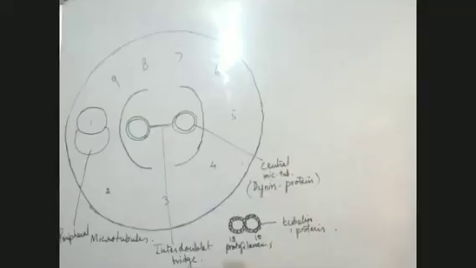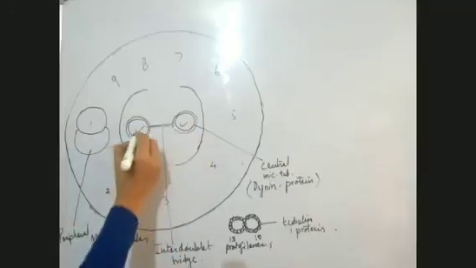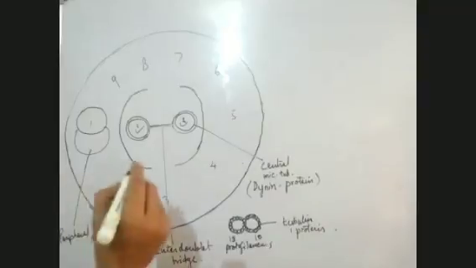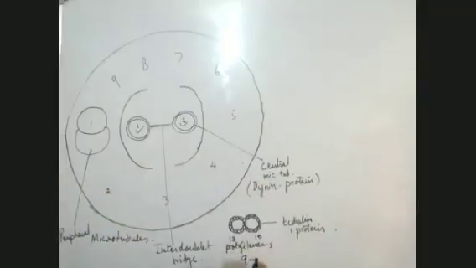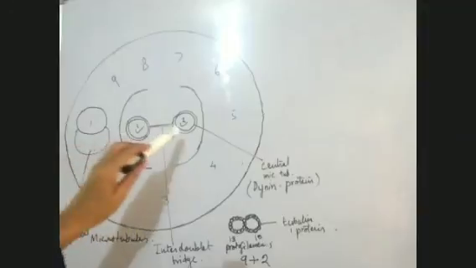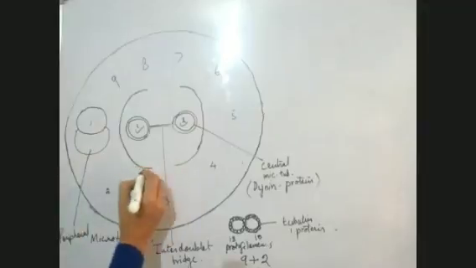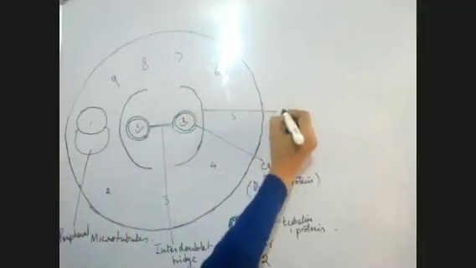Now, the pattern of cilia and flagella. If you see, we have two microtubules in the center, 1 and 2, and we have 9 around. That means the pattern which we see is 9 plus 2. We have a 9 plus 2 pattern, which is seen in cilia and flagella, with 9 microtubules arranged around, which are peripheral, and 2 microtubules which are central. Now, the structure which encloses these two central microtubules is known as the central sheath. So this is the central sheath.